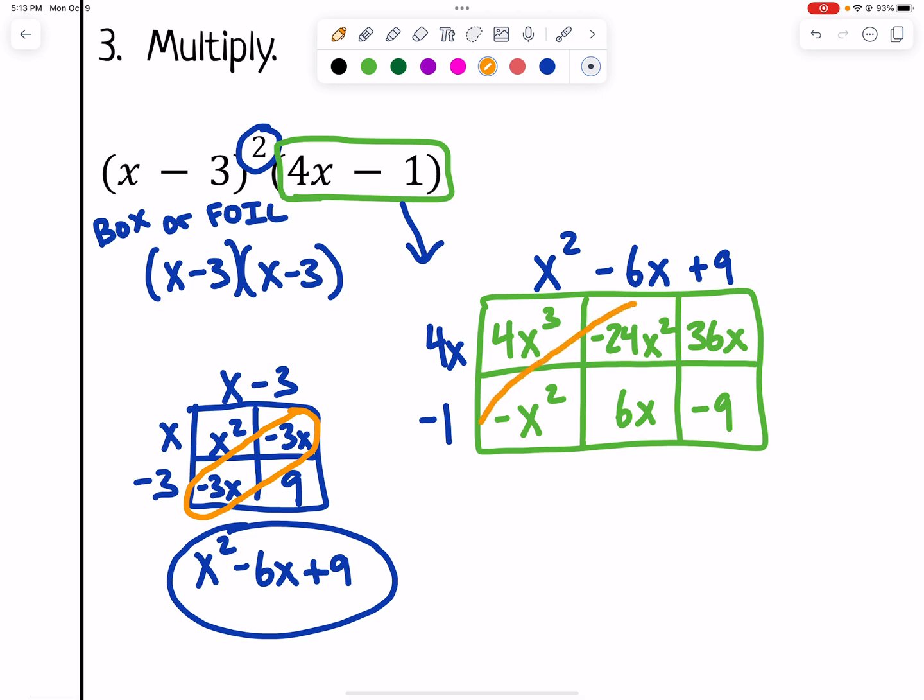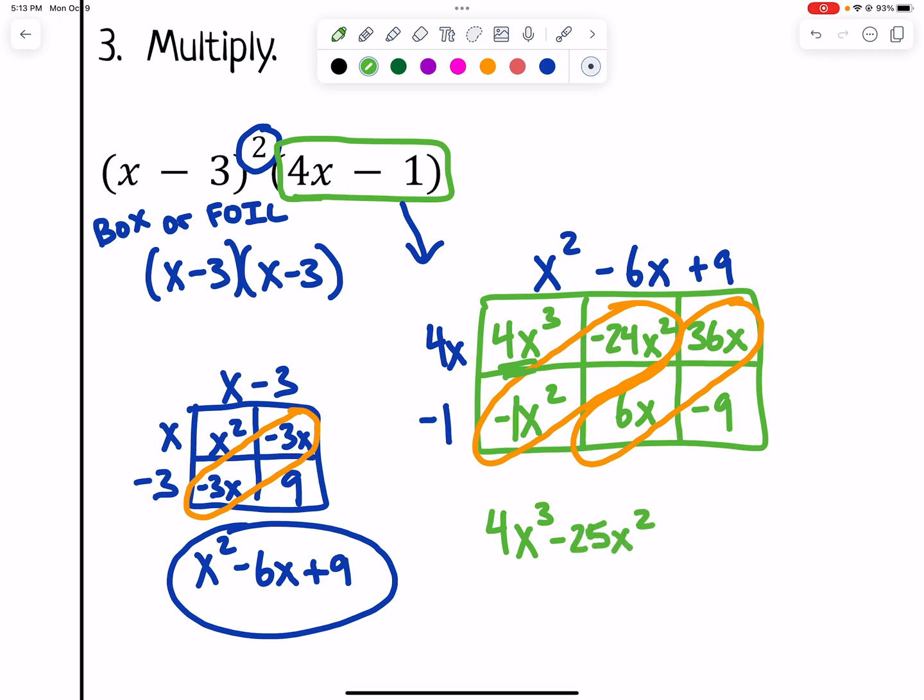Then we want to add the ones that are diagonal, because they are the ones that would be our like terms, if we have any. And so 4x cubed is that first term, that just stays like it is. We have negative 1x squared plus negative 24x squared adds up to be negative 25x squared. 6x plus 36x is 42x. And then that negative 9 at the end will just stay that way.